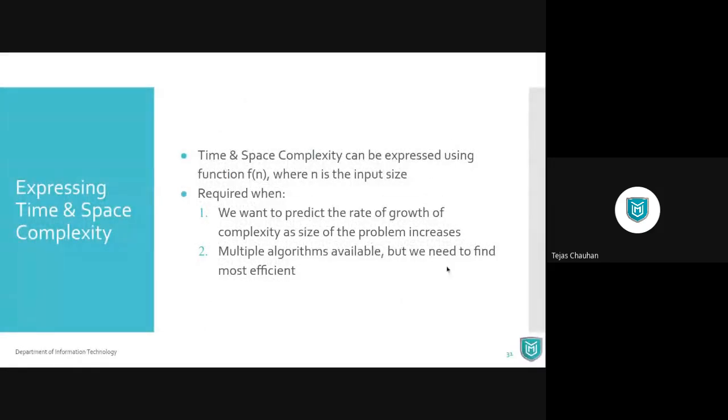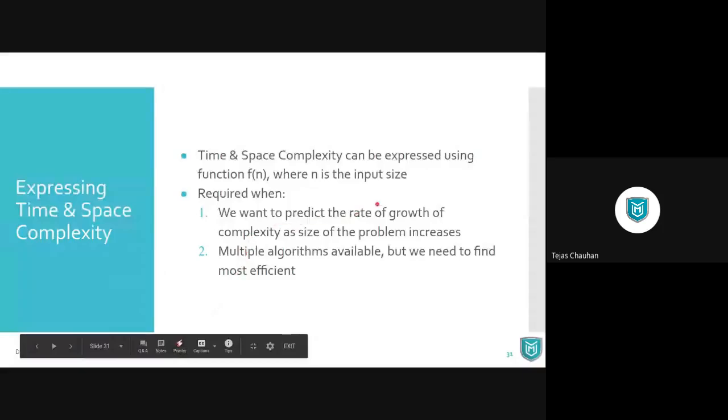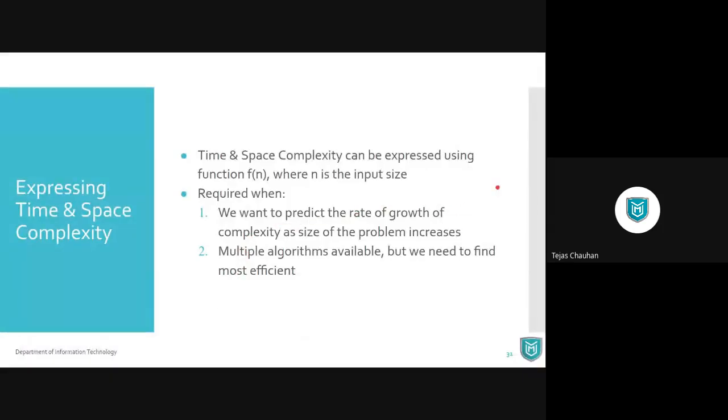Now, expression: how do we express time and space complexity? So till now we were discussing that whatever algorithm we have, we are going to find out the time complexity and space complexity. Time complexity is what? It's the total time required by an algorithm or any task or process. But when we say time required by an algorithm, it is not in terms of seconds, minutes, or hours. We specify that time in terms of the input size. And the same goes for space complexity.